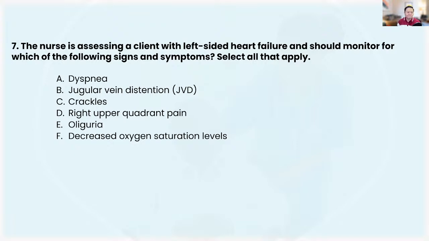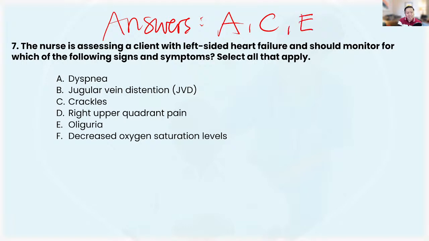Mary answered A, C, F. All right, select all that apply. Let me write down the answers here first. So these are your letters A, C, E, and F. We are being asked about left-sided heart failure. No, we are not answering E. Oh yeah, actually, oliguria. I got so confused for just a second here.